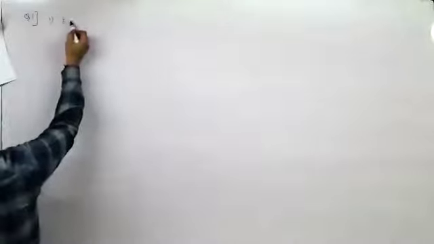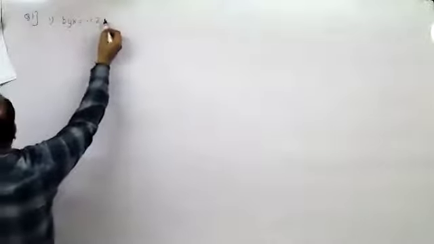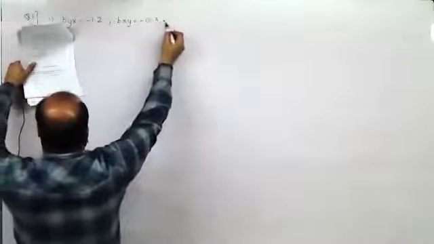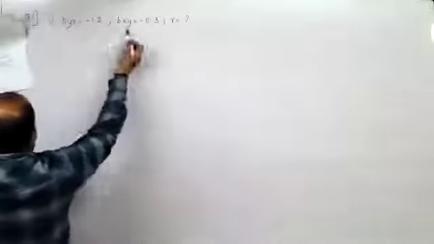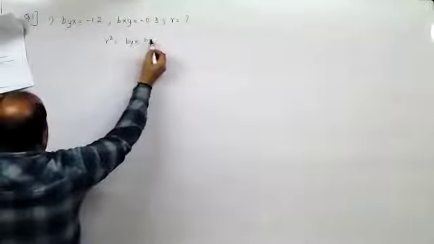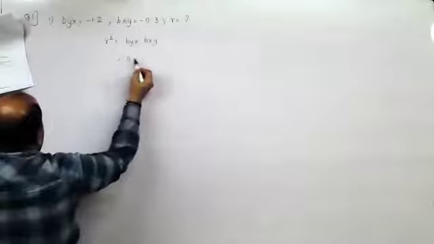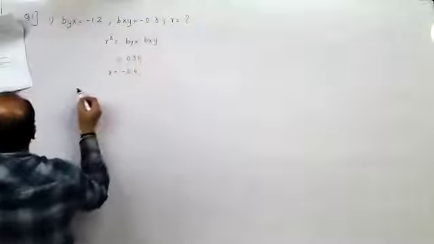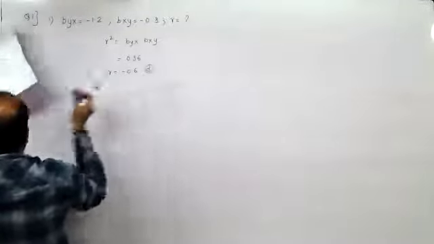Topic 3, linear regression. Question number 1, the first part. byx is equal to minus 1.2, bxy equal to minus 0.3. What is r? Now bxy and byx are given, so r square would be byx into bxy, so that is 0.36. So r is 0.6, but minus, since these two are negative. So D is the right option.